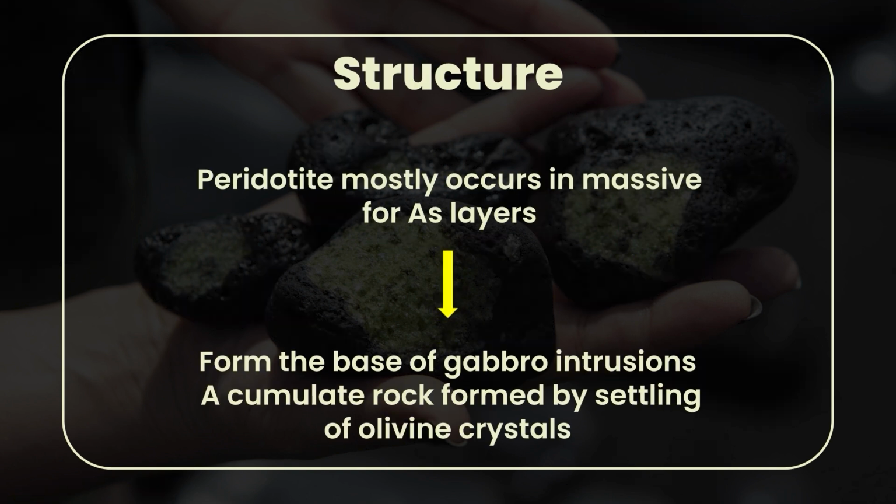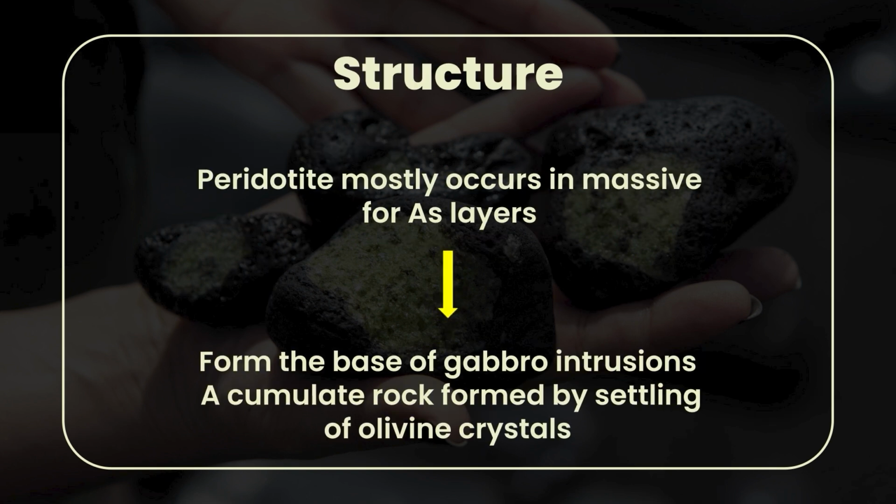Peridotite mostly occurs in massive form and also as layers. From the base of gabbro intrusions, a cumulate rock is formed by settling of olivine crystals. Now, what is cumulate?